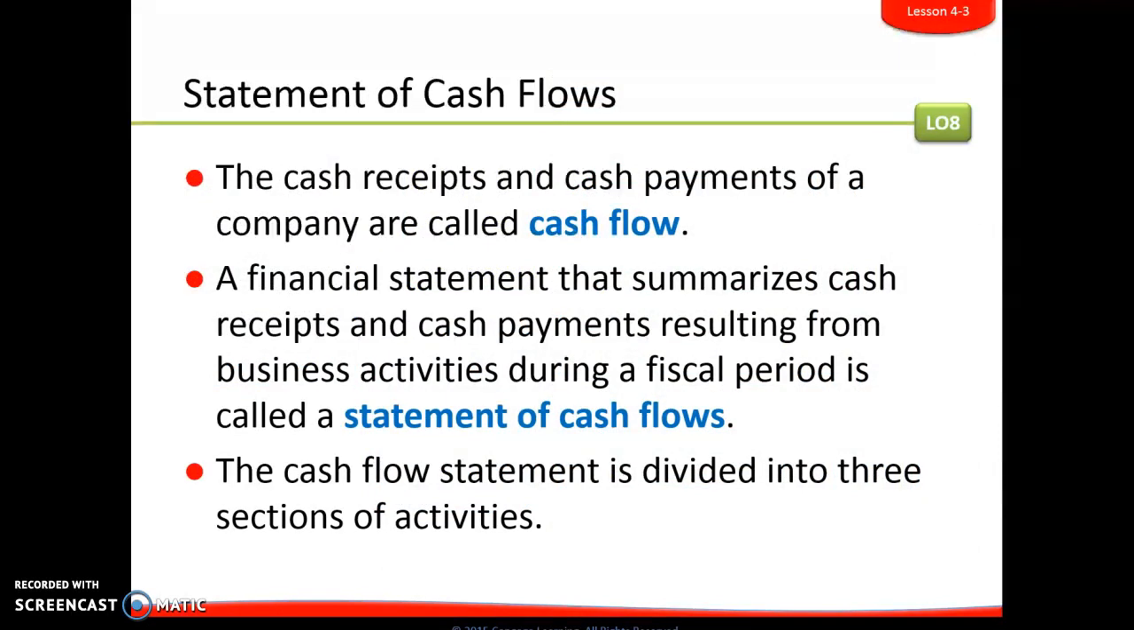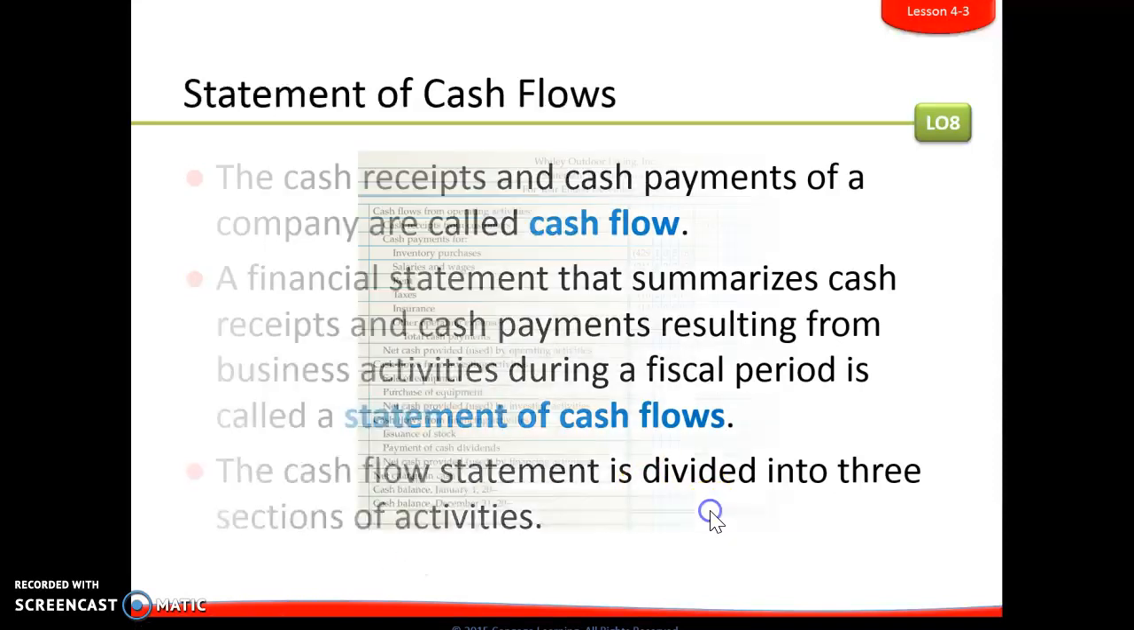A statement of cash flows. The cash receipts and cash payments of a company are called their cash flow. So the statement of cash flows is a financial statement that summarizes cash receipts and cash payments resulting from business activities during a fiscal period. A cash flow statement is divided into three sections of activities.